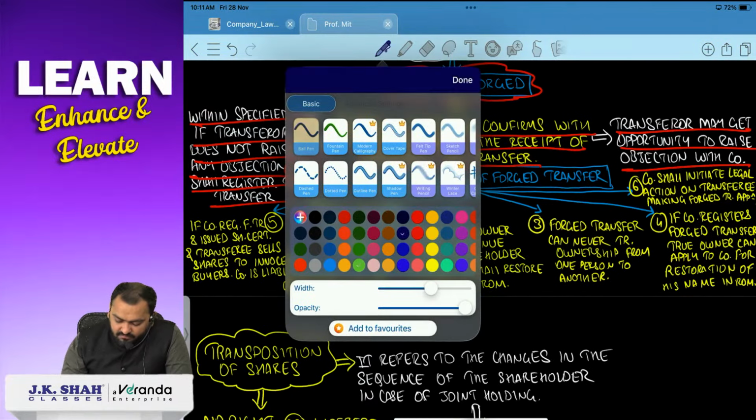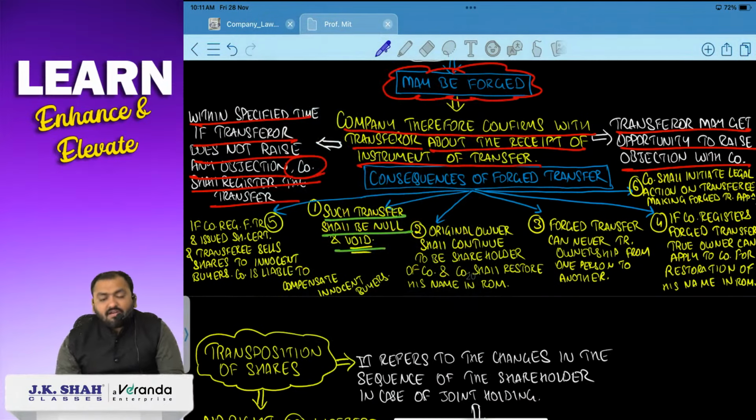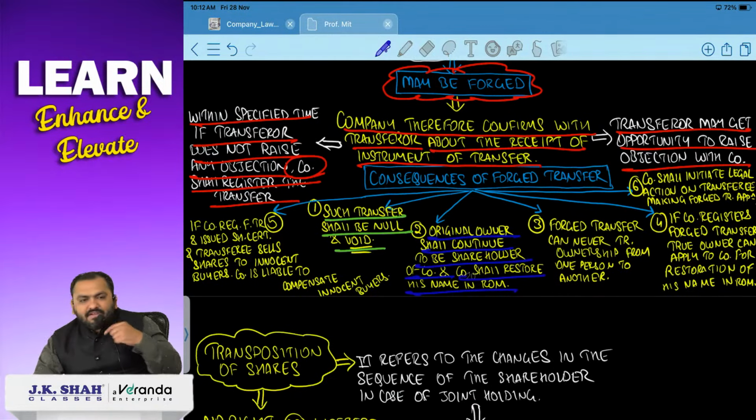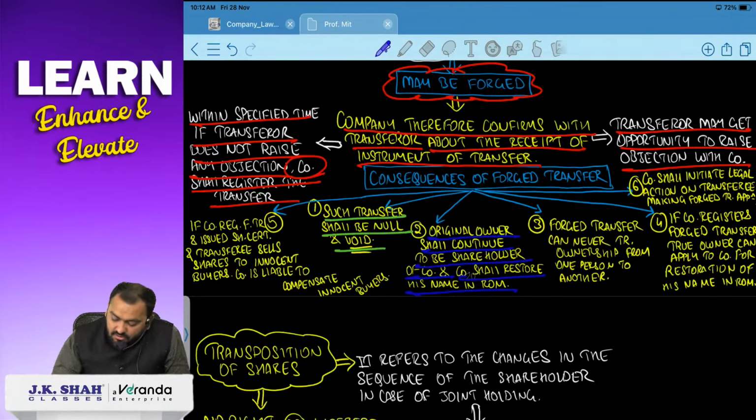What is null and void? Such transfer shall never be valid. Second, the original owner continues to be the owner of the shares. The original owner will continue to be the shareholder of the company and the company shall restore his name in ROM. The company will add back his name in the ROM. Third, forged transfer can never transfer ownership from one person to another, meaning the transferee who made that application will not get the ownership.